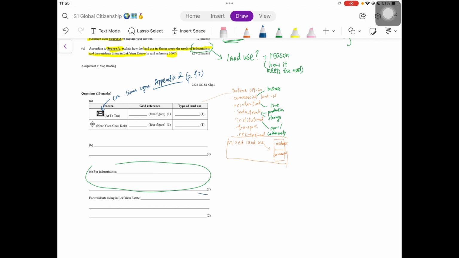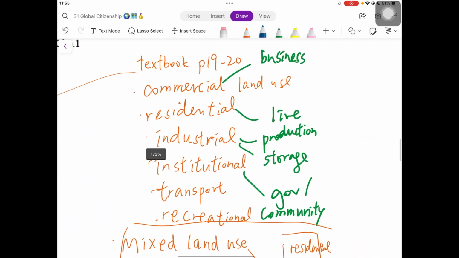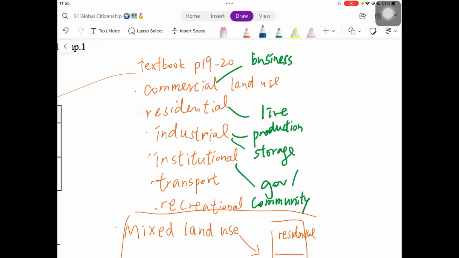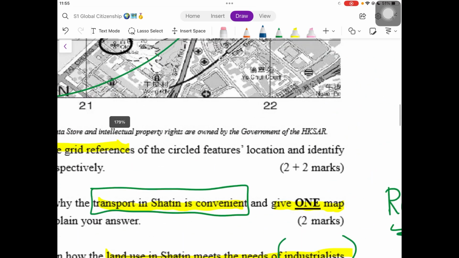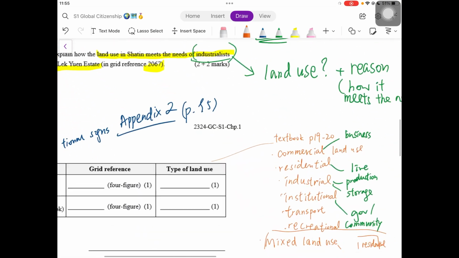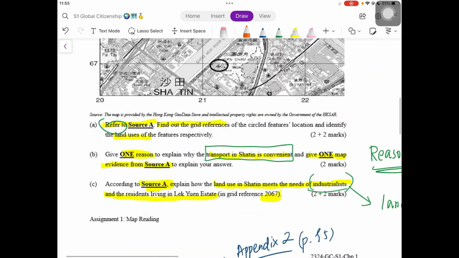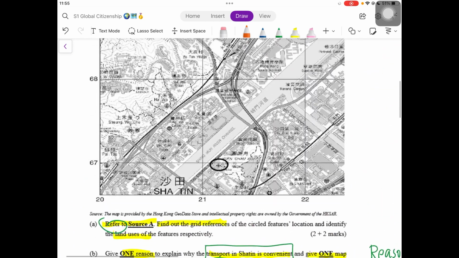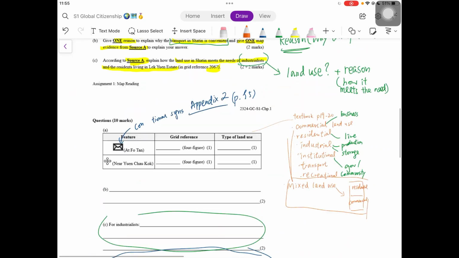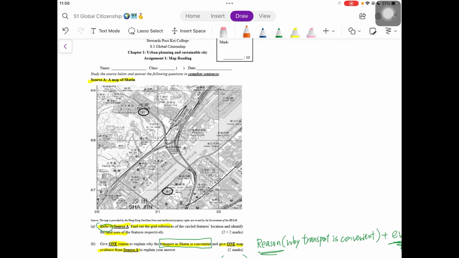And then you have to talk about how the land use helps the residents living in Lake Yun Estate. So for residents, perhaps they have more types of land use that can meet their needs, right? So you can try to figure out from the map. Are there any facilities that can meet their needs for this type? So you can also write them out one point and then give the evidence. If you are an advanced learner, again, try to even provide the grid references. It will be great.